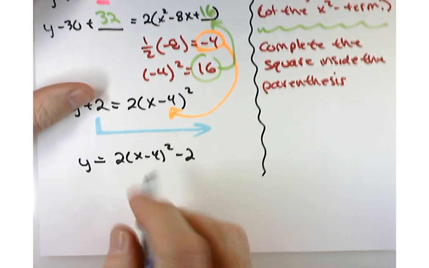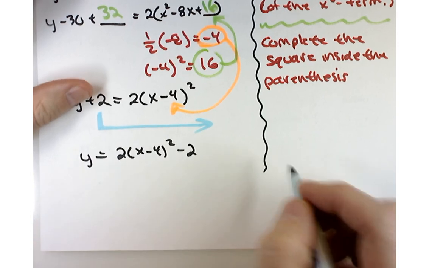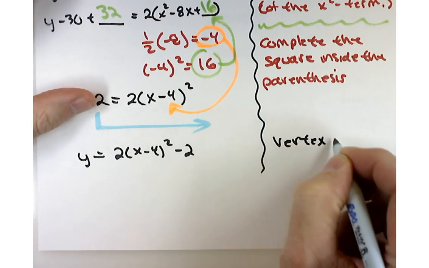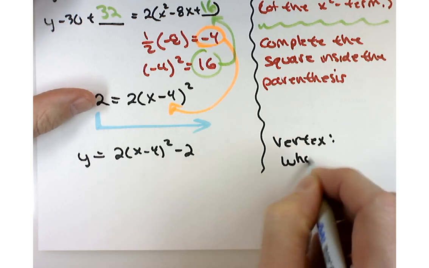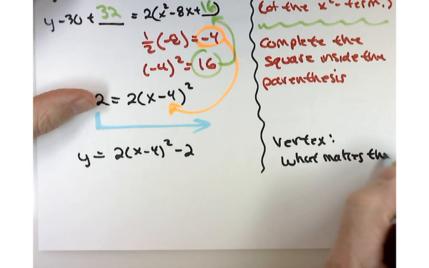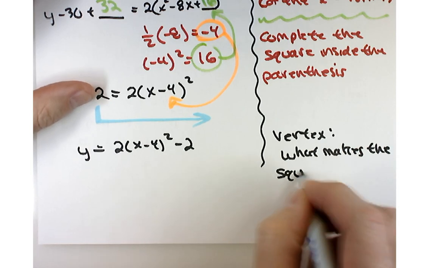So, start by making the squared term equal to 0. Vertex. What makes the squared term equal to 0?